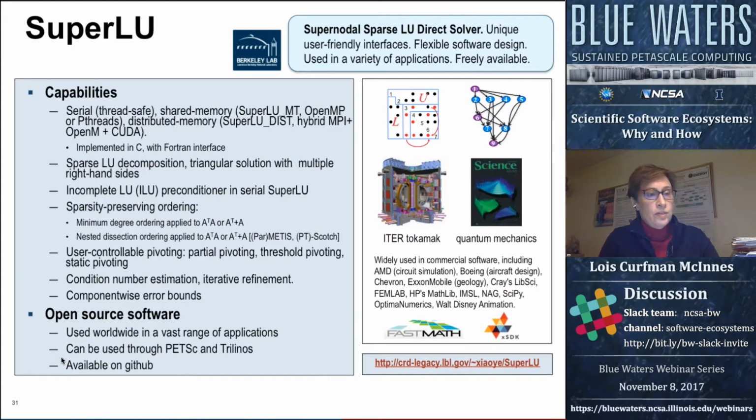Another very popular and successful package is SuperLU, which is a supernodal sparse LU direct solver developed primarily at Lawrence Berkeley National Lab. The capabilities in SuperLU have been used in many applications and are exploring next generation architectures and lots of other customizations in order to achieve very good performance on emerging architectures.